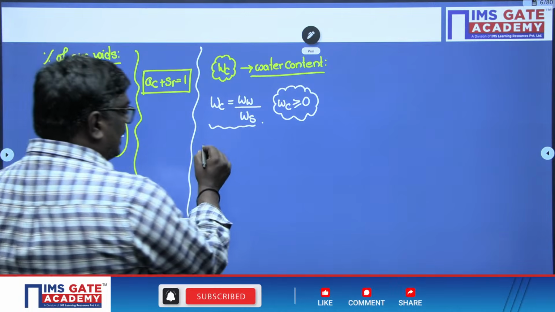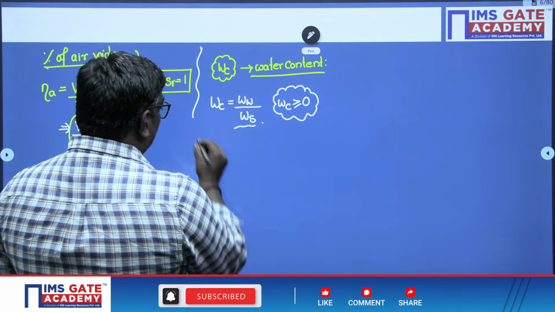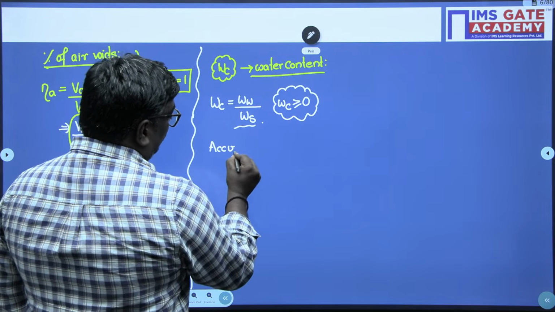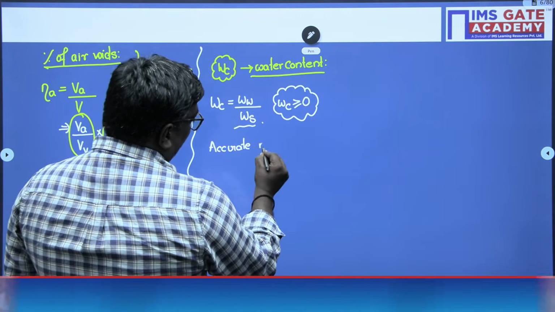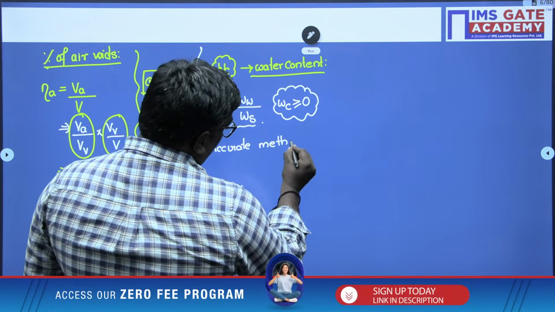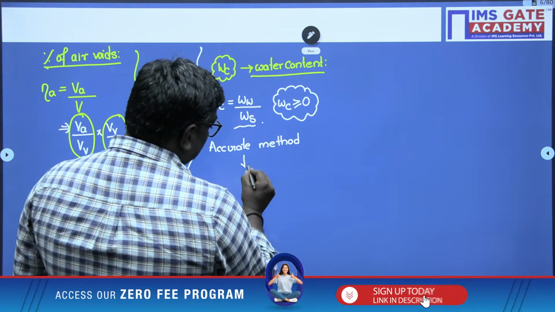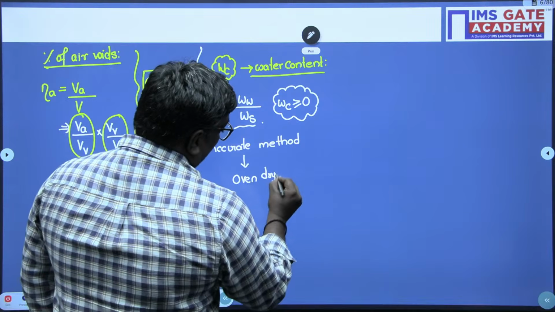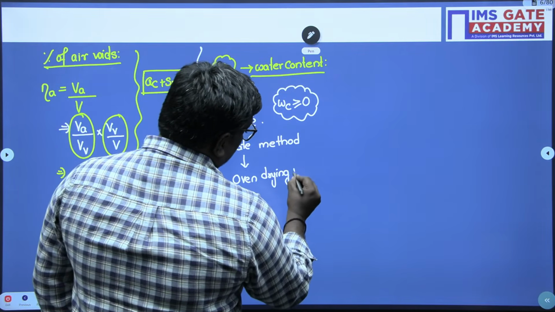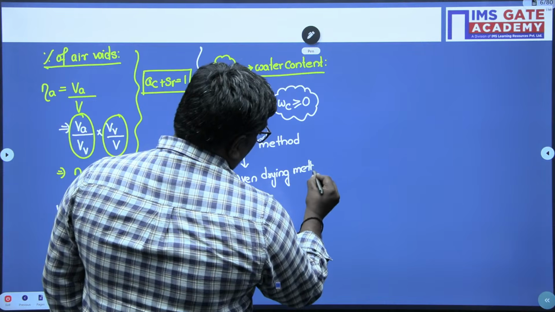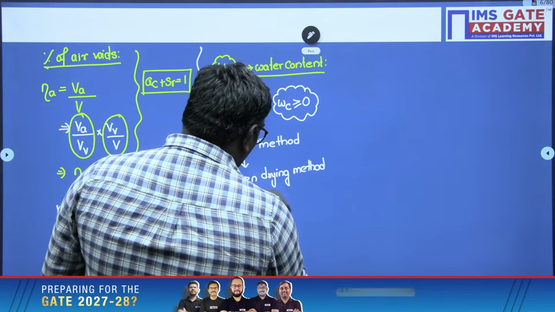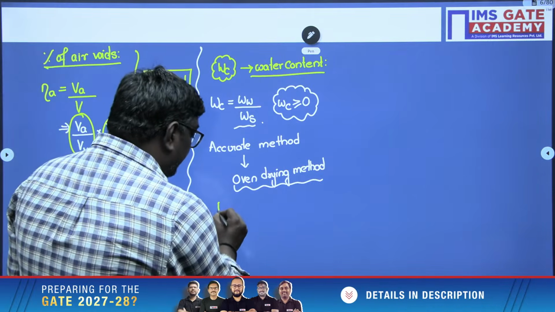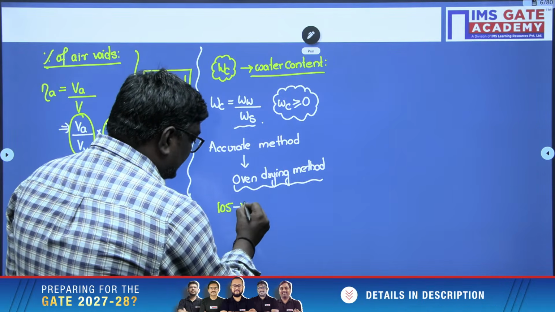Now they can ask you which is the accurate method. We have different methods, sir. Which is the accurate method to determine water content, sir? The accurate method to determine water content is nothing but the oven drying method. In oven drying method, we consider a temperature of 105 to 110 degrees.